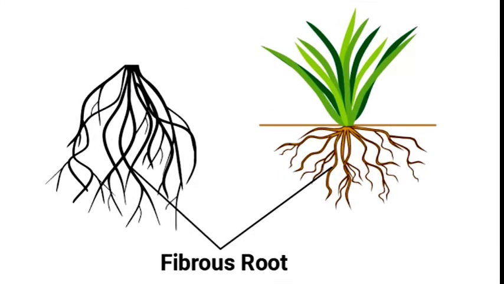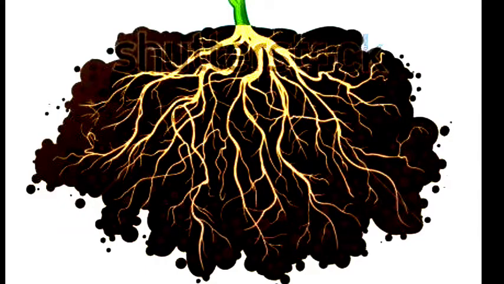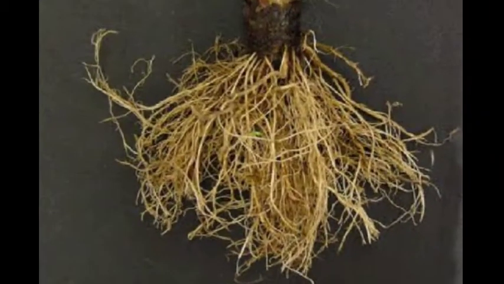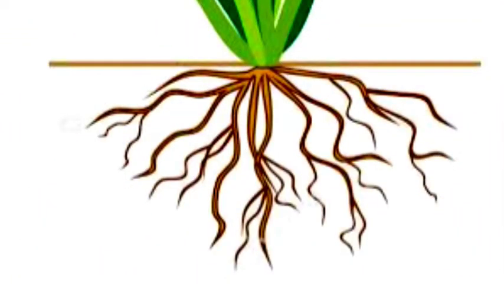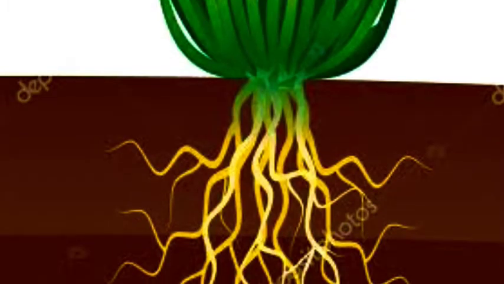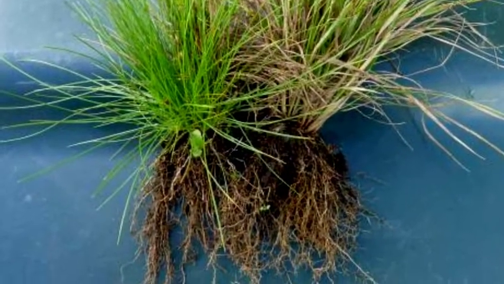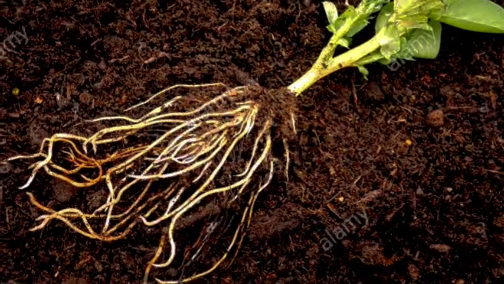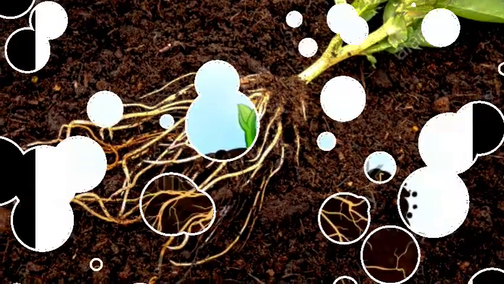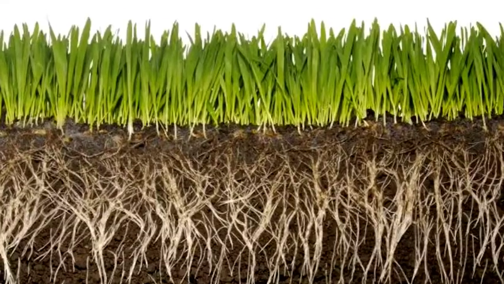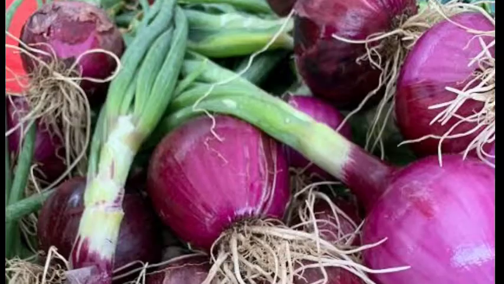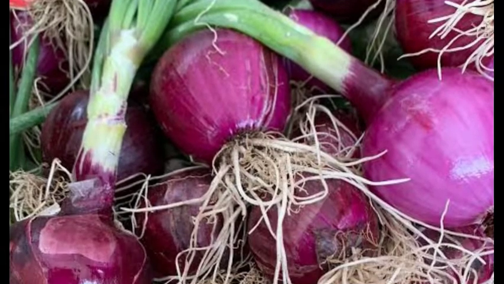Second, fibrous root. Fibrous roots are made up of many small roots, all about the same size. They grow from the base of the stem and all of them are bunched together. They do not go deep into the soil. Plants such as grass, paddy, wheat, and onion have fibrous roots.